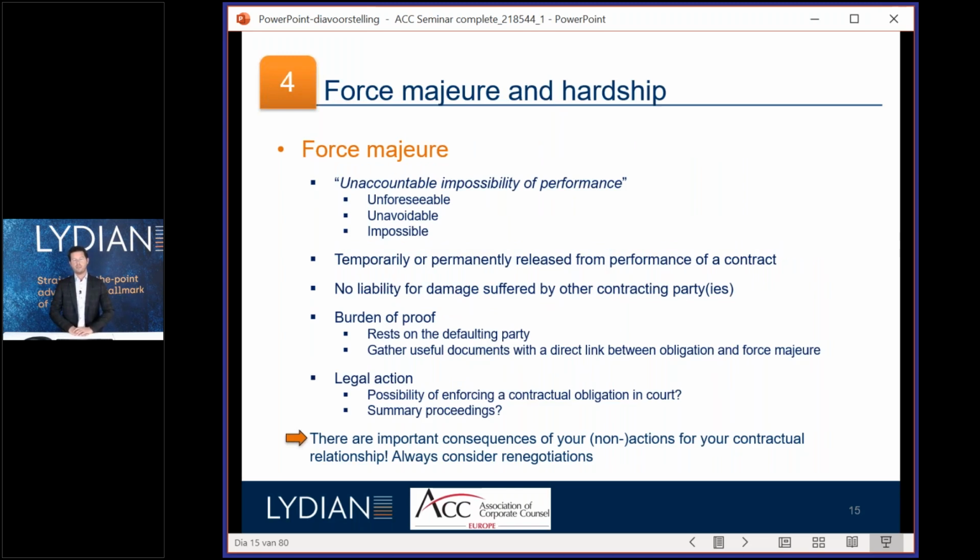The next topic that I already addressed is force majeure and hardship. It has become a hot topic recently in March and April. We have dealt with 20 or 30 files only related to that topic, to the interpretation of force majeure clauses, the consequences thereof. And of course, it's an unaccountable impossibility of performance, and it has three components: it should be unforeseeable, unavoidable, and really impossible to perform your obligations, and you don't have any liability.